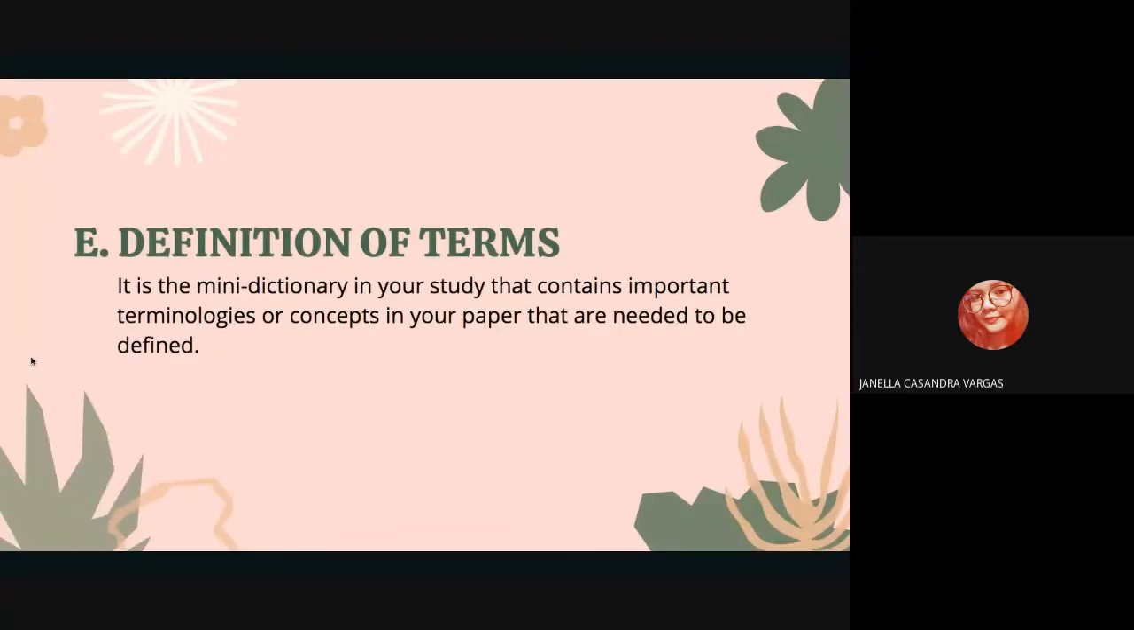And that's all for writing the scope and the limitation of experimental research. Another thing that your paper must have is the definition of terms. So let's discuss about it now. Next slide.